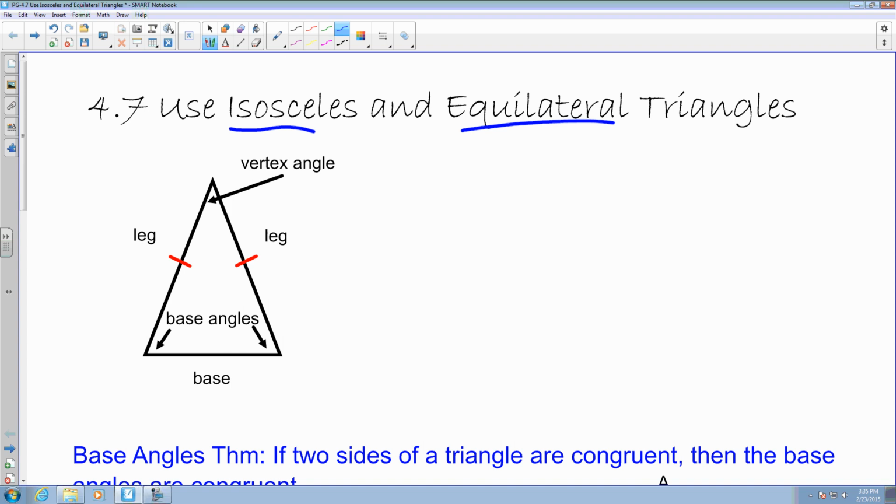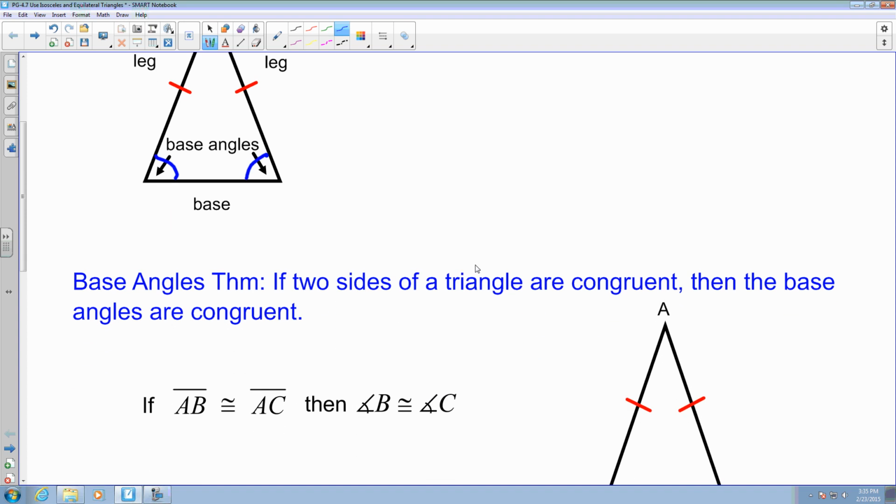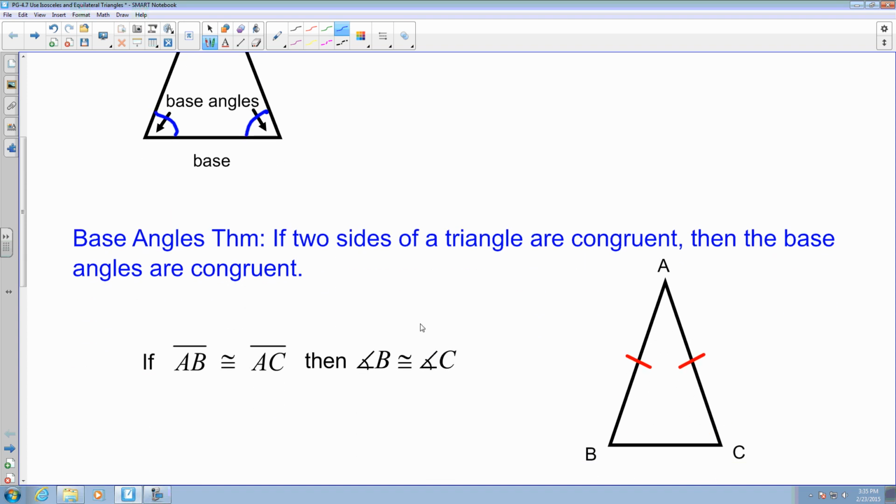Now, the base angles have a great characteristic, especially in an isosceles triangle: the base angles are both congruent, which brings us to our first theorem for today, the base angle theorem. The base angle theorem states that if two sides of a triangle are congruent, then the base angles are congruent. So if we can say that AB is congruent to AC, then by the base angle theorem, angle B is congruent to angle C.